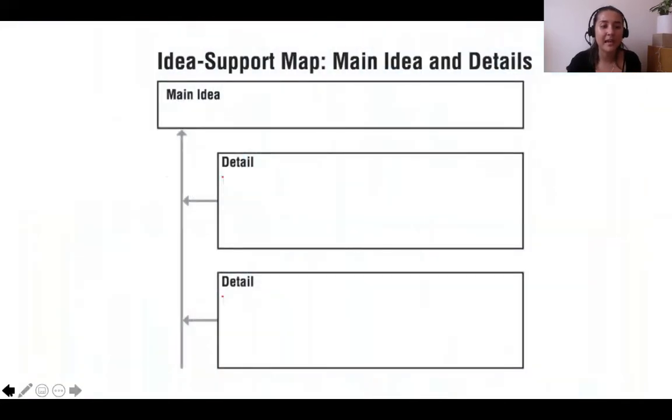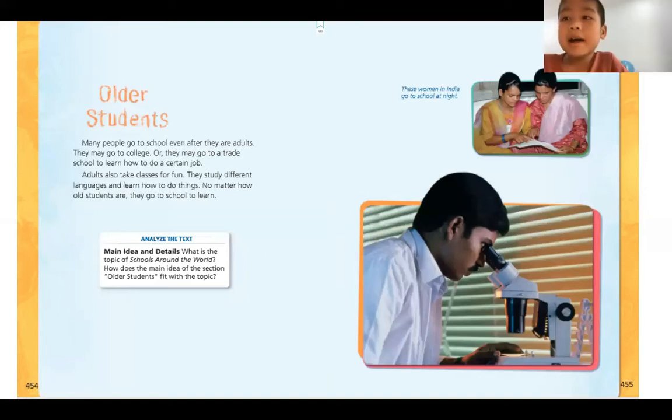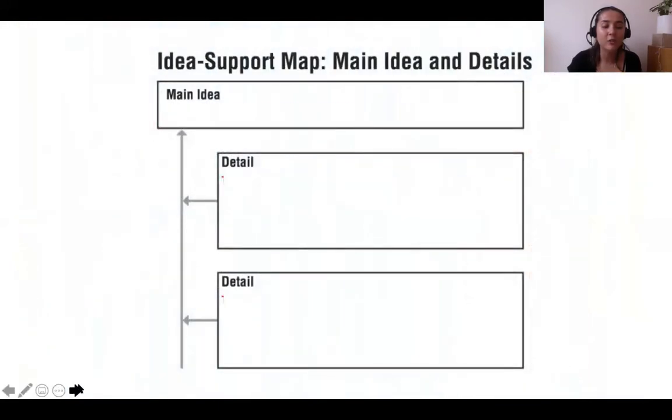What is the main idea of this page? Michael, what do you think? What's the main idea about, well, these two pages? They tell about people who are old but still go to school. Perfect. Well done, Michael. Great answer. The main idea is about older people who go to school. So many adults go to school. Perfect answer, Michael. Now, what are some details that tell us more about adults going to school?